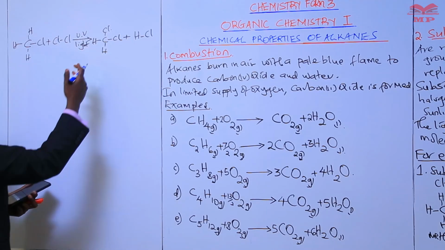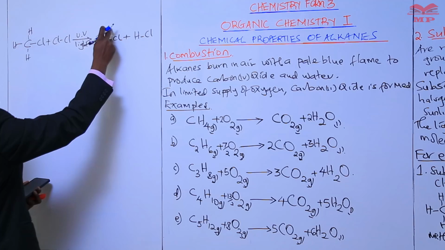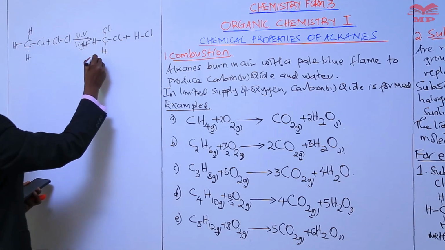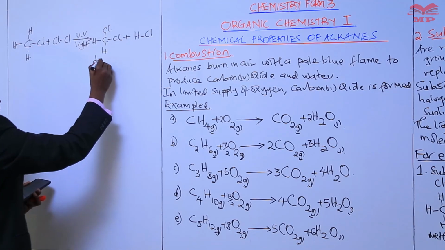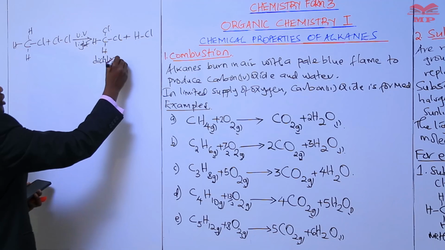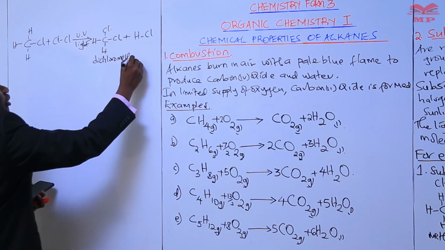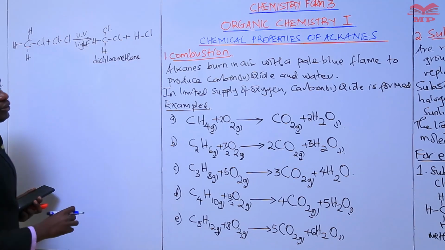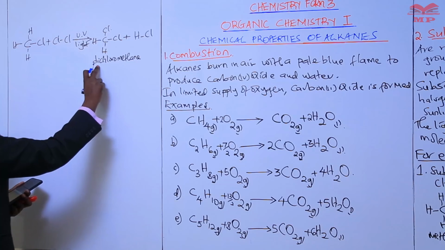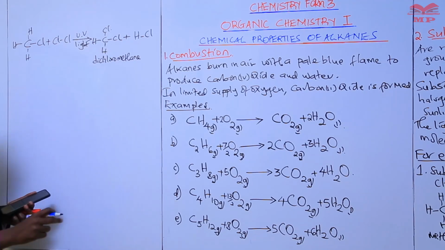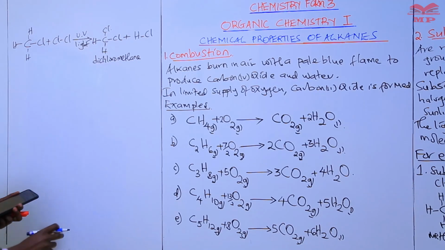Therefore, the name of this compound will be, now that there are two, we shall use the word di to mean two, and then chloromethane. So this one is called dichloromethane. Di means two. So we have two atoms of chlorine attached to one carbon atom.